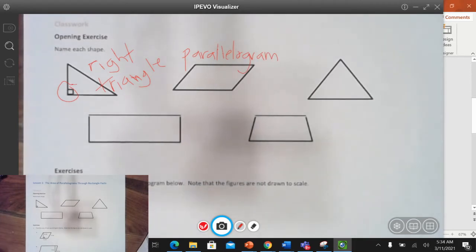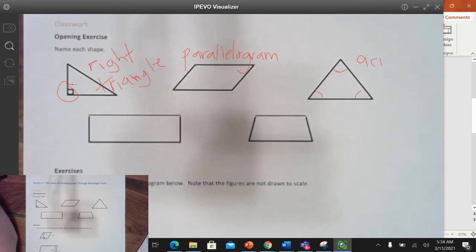Okay. This next one we know is a triangle. And if you notice, it's a specific kind of triangle. All of these angles here are less than 90 degrees. So this is specifically called an acute triangle. This we know is a rectangle. These 2 sides are the same length. These 2 sides are the same length. This is a rectangle.